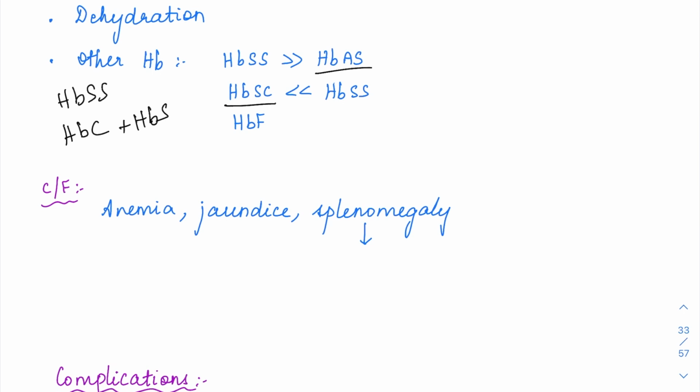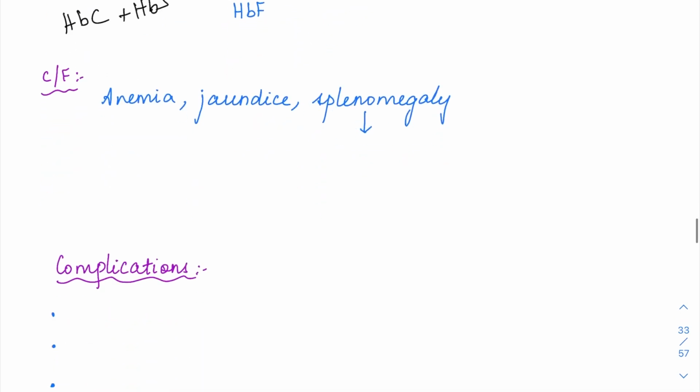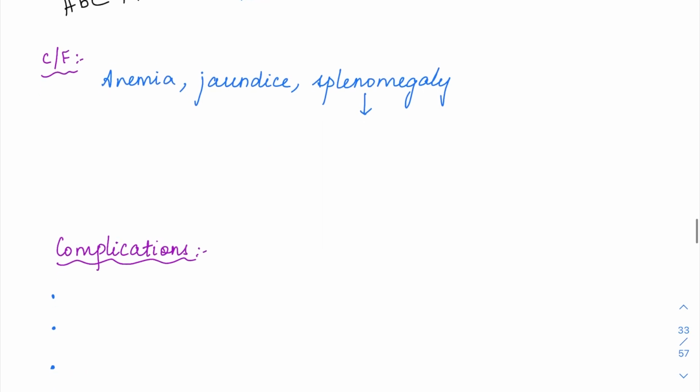HbF is capable of delivering oxygen, right? That is why these kids, the patients of sickle cell anemia, don't manifest even in a homozygous state in less than 6 months of age, because less than 6 months of age you still have HbF at higher levels. Post that they'll start manifesting. So based on the presence of other hemoglobins like HbA, HbC, HbF, the manifestation of this disease is going to vary. Clinical features, being an extravascular hemolysis, you are going to have anemia, jaundice, splenomegaly.